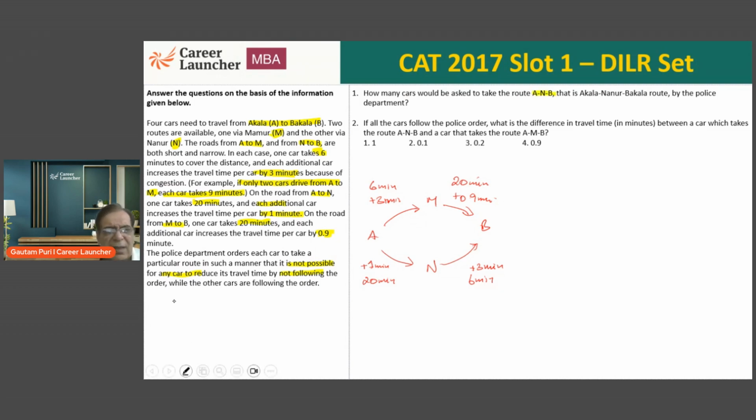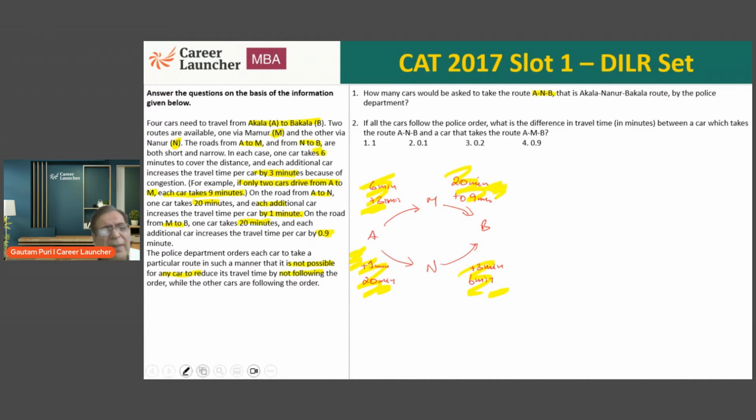Now, the first thing, you want each car to have minimum time, right? And what is the time on each side? This is 6 minutes, this is 6 minutes. This is 20 minutes, this is 20 minutes. The extra time is 3 minutes per additional car. Extra time is 1 minute per additional car. Extra time is 0.9 minutes per extra car. Is there any significant difference?